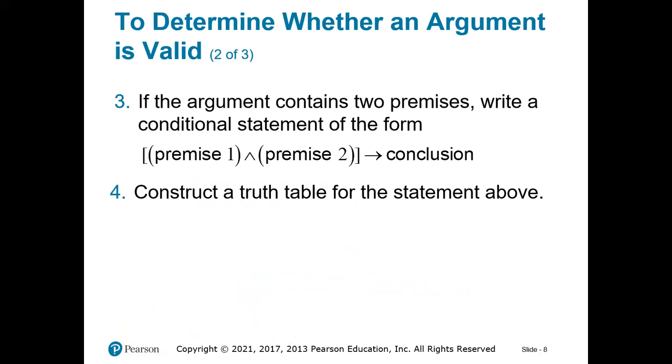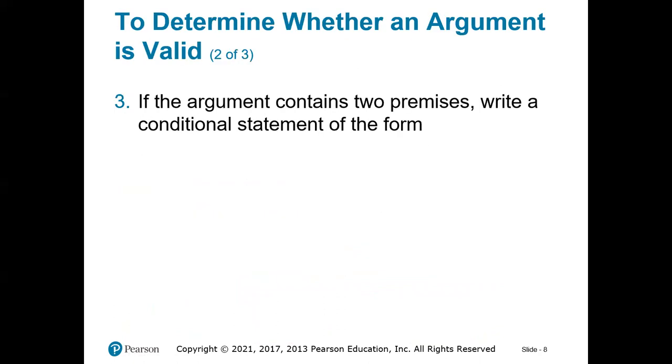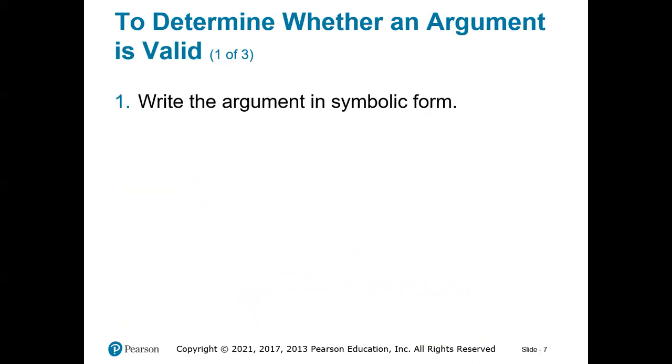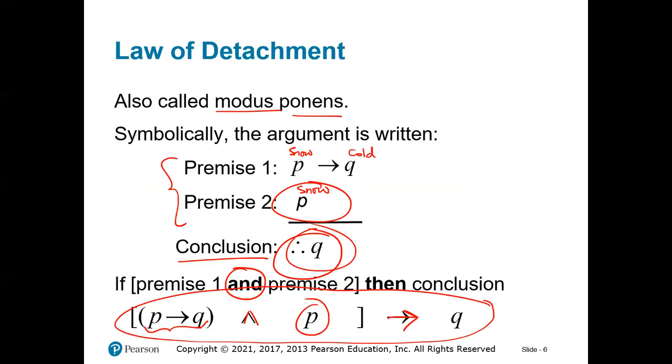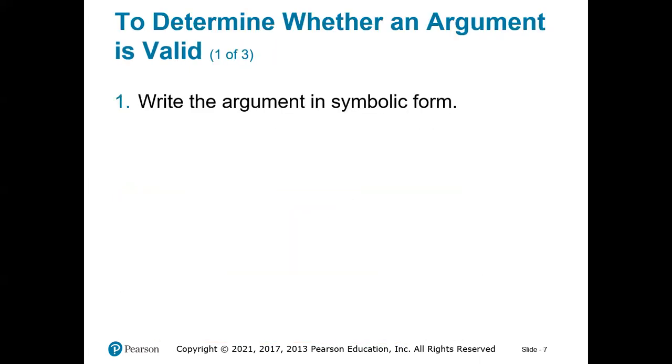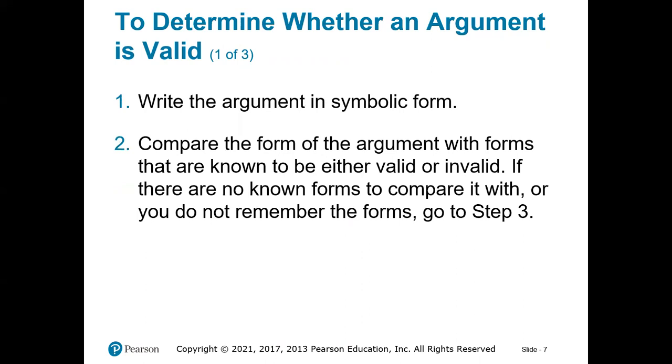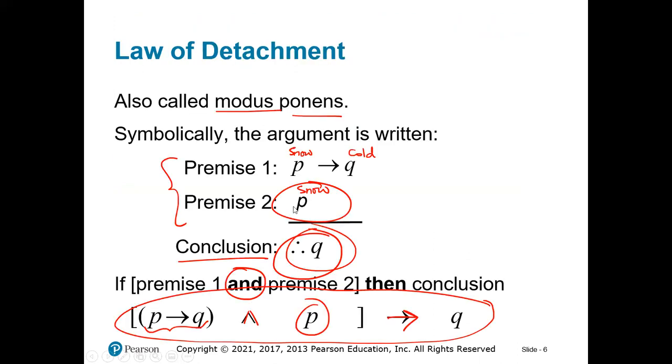Maybe they give another example here. Okay, well, let's go slowly here. It says, write the argument in symbolic form. So they give you the process. If you are given an argument to justify whether it's valid or invalid, the very first thing is to write the argument in symbolic form. Sometimes they give you that in symbolic form directly, like this one here.